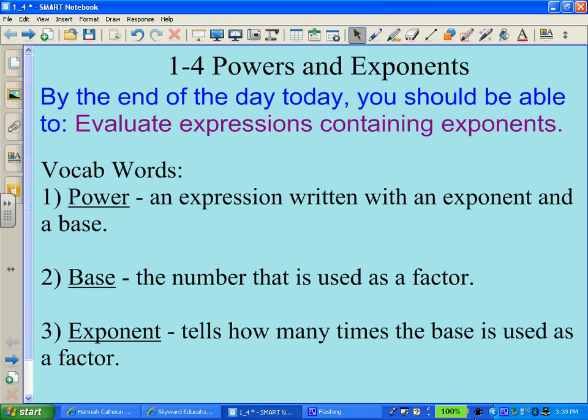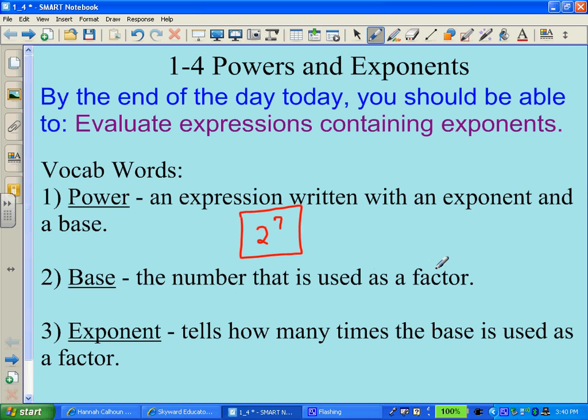The first one is power. A power is an expression written with an exponent and a base. So a power would look something like this. Let's say 2 to the 7th. That whole expression there we call a power. Now a power has 2 parts to it, as you can see. It has an exponent and a base. And those are our next 2 vocab words.